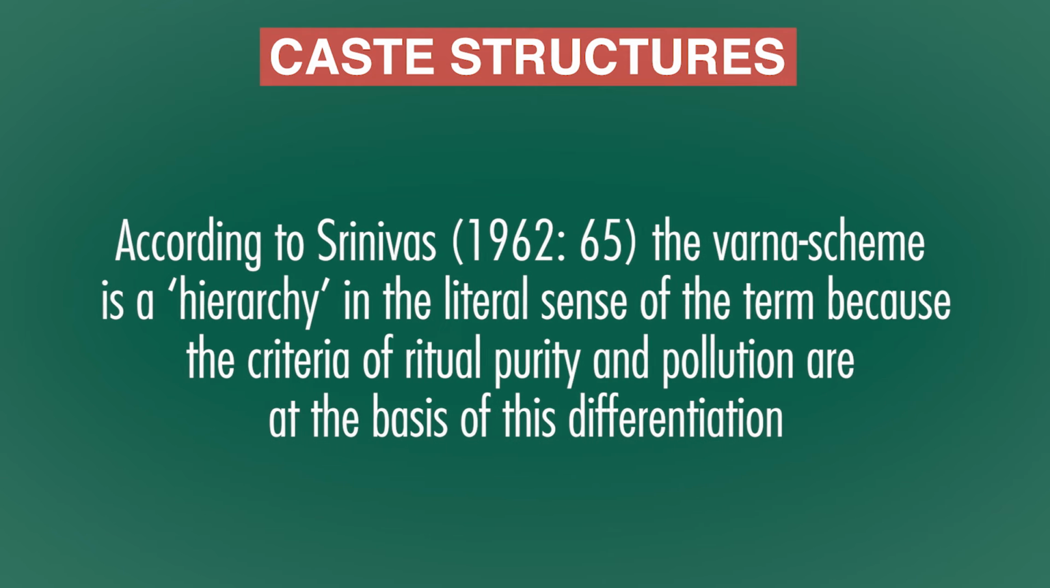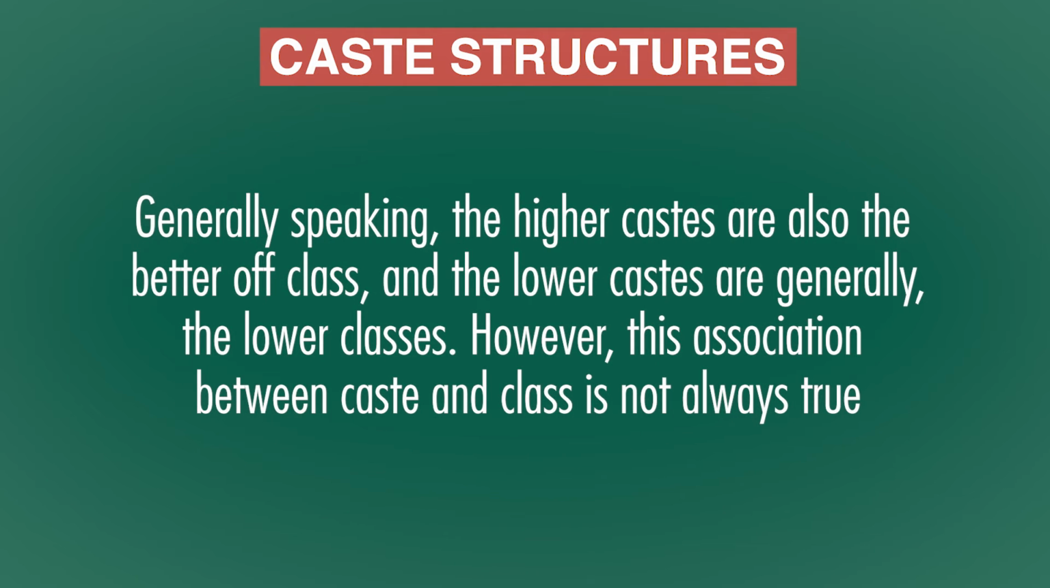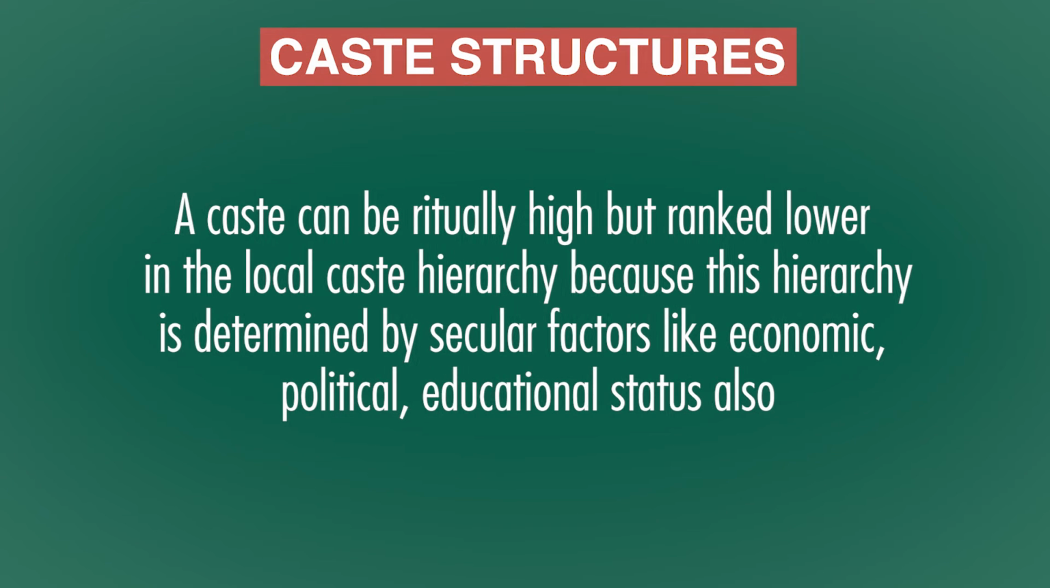According to Srinivas, the Varna scheme is a hierarchy in the literal sense of the term because the criteria of ritual purity and pollution are at the base of the differentiation. Generally speaking, the higher castes are also the better off class, and the lower castes are generally the lower classes. However, this association between caste and class is not always true. A caste can be ritually high but ranked lower in the local caste hierarchy, because this hierarchy is determined by secular factors like economic, political and educational status also.